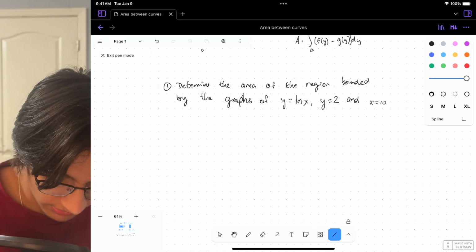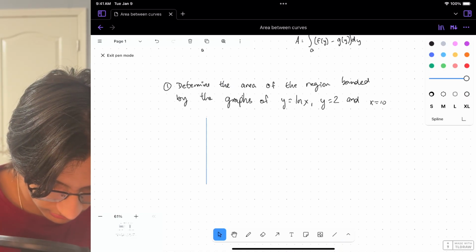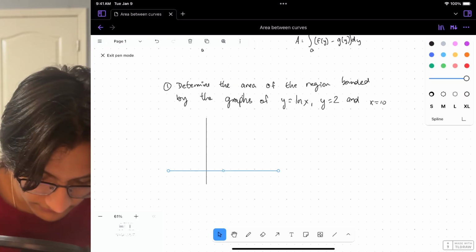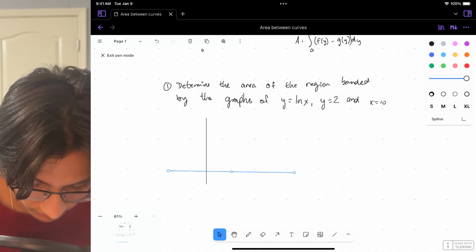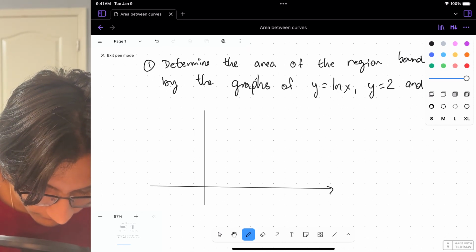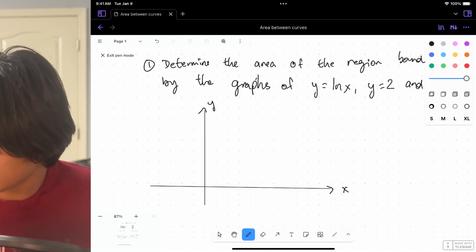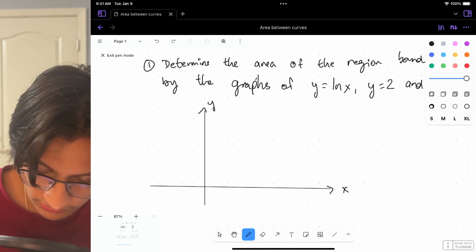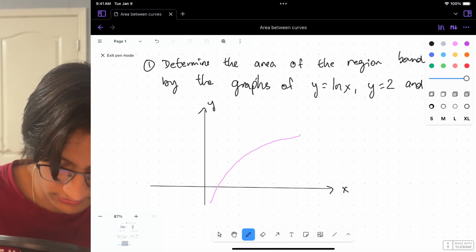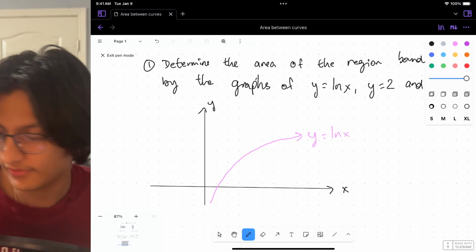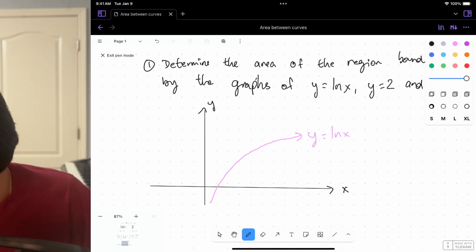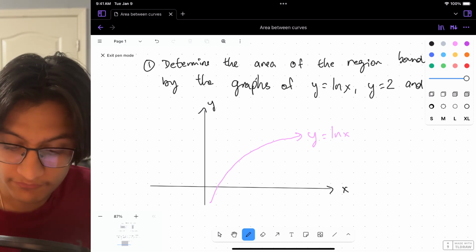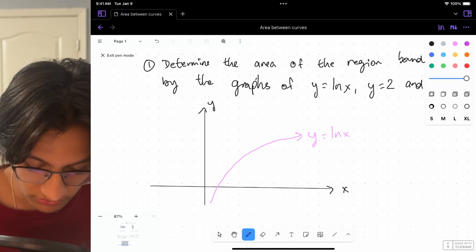All right, so let's first graph these so we know what we're looking at. Let's draw our y-axis. Let's draw our x-axis. Okay, let's make that a little bit longer. This is going to be our x, this is going to be our y. So the graph of y equals ln x looks something kind of like this. I'll use a different color. How about pink? So this is y equals ln of x. All right, we have the line y equals 2. Now, this isn't going to be to scale. We're just trying to see how these graphs look so that we can find the area. Okay, so we have the line y equals 2, which is going to be like this.